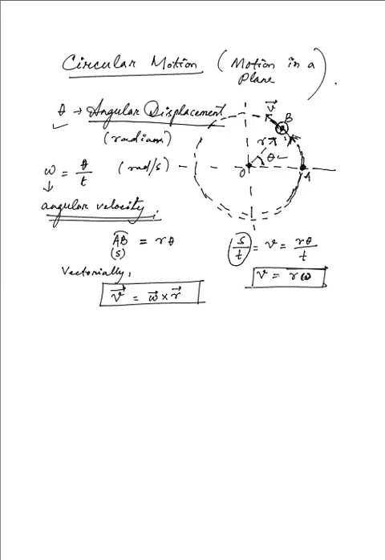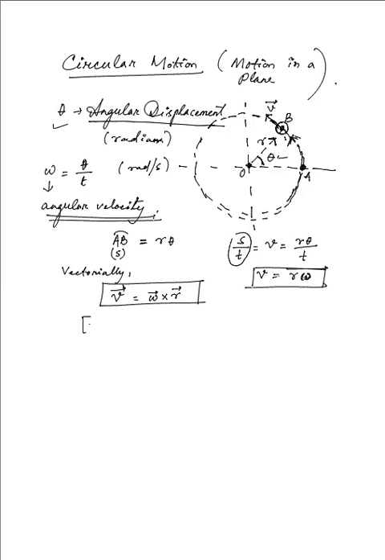If you are unaware of the right hand thumb rule and the vector product rule, then I would suggest you go through the vector playlist. Towards the end, I have discussed the product of two vectors, and that is exactly what I have done over here. So the velocity is related to the angular velocity in this way, and obviously it has a dimension.